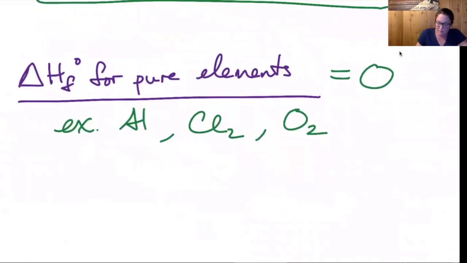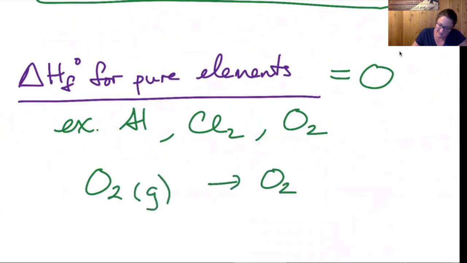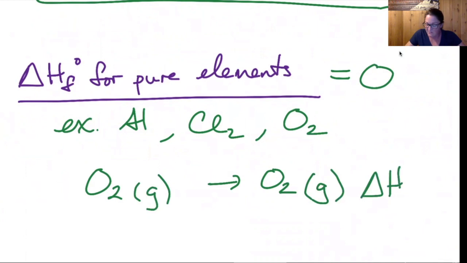If I were to write a formation reaction for O2 forming from its pure elements, this would be my reaction. And it's logical that this reaction has no change in energy because nothing's actually changing. But this is something you want to remember whenever you come across, I can't find this on the chart, that's probably why, unless it's something you're being asked to solve for.